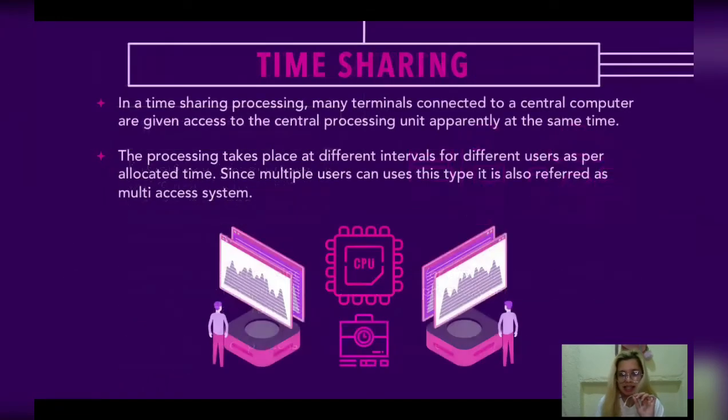Okay, so the next is time sharing. In time sharing processing, many terminals connected to a central computer are given access to the central processing unit apparently at the same time. The single CPU is used by multiple users, and all users share the same CPU, but the time allocated to users might differ. The processing takes place at different intervals for different users as per allocated time. Since multiple users can use this type, it is also referred to as a multi-access system.